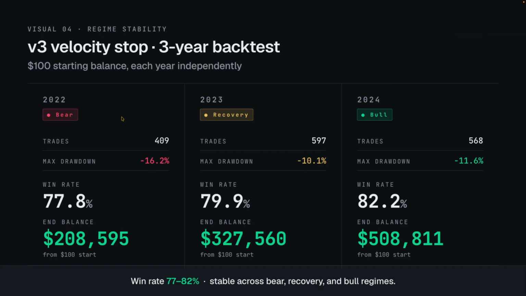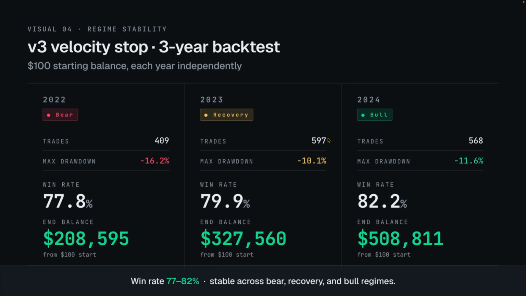So based off of the back test, we're looking at 2022 as a bear year. We had 409 trades, and the max drawdown is about 16.2%. So what this lets me know is that, all right, at one point in time, the strategy lost $16, right? Just if you're starting at $100, right? The strategy felt so bad about that it was able to start from $100 but bring in $208,000, right? Which is kind of stupid. 77% win rate.